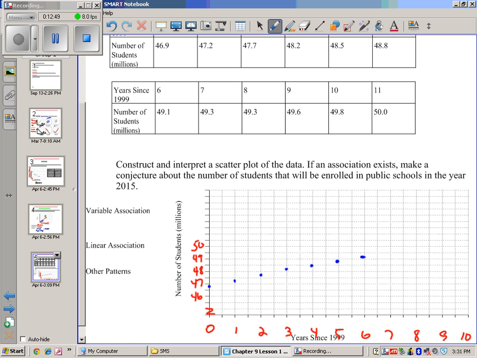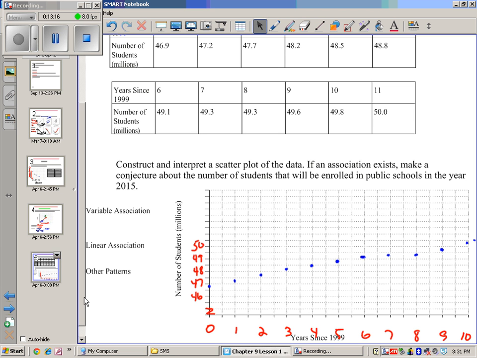49.3. Another 49.3 in 2008. 2009, 49.6. 2010, 49.8. And 11 went up to 50. We ran out of room on the 50, but we'll put 50 up there. And there is your scatter plot for there. So now we've got to interpret the scatter plot.